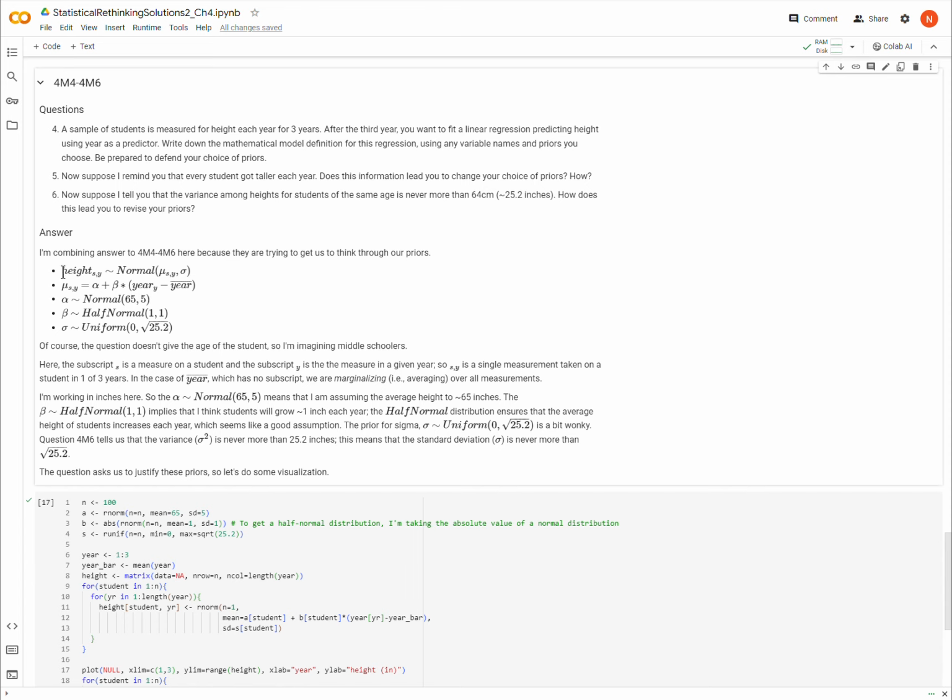So starting with the model, we're trying to model height, and we're modeling it as a normal distribution with mean mu and standard deviation sigma. And then you'll also notice the subscripts, where S I'm using to stand for a particular student, right? So each student will have its own number, and the 57th student, S will equal 57, say. And Y for year is denoting one of the 3 measurements that is taken on a student. Okay.